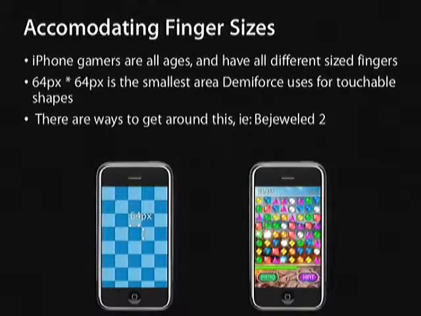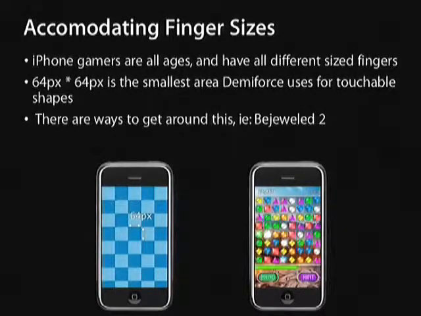We did a lot of testing. We did Trism. We found that the absolute minimum amount of real estate for one artifact to be touched is 64 pixels by 64 pixels. Any less than that, and we found that people just couldn't touch the right thing, or they were missing it, and they got frustrated and turned off the game. There are ways around this.